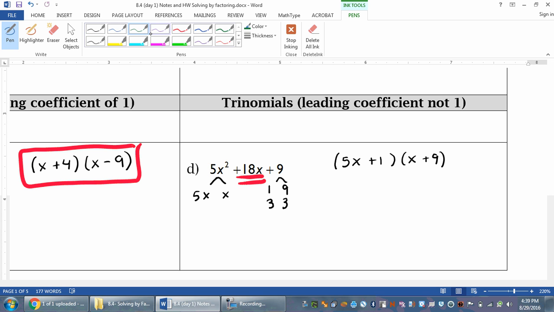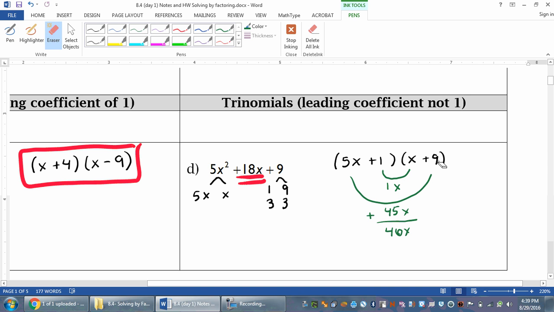Again, I do not know if this is the correct combination until I multiply my inners and outers. So my inners multiply to 1 times x, well that's 1x. My outers multiply 5x times 9, that's 45x. Now what you do is you add them together, that equals 46x. Well, that's not really close because I want 18. Now before you move on to 3 and 3, what you need to do is flip-flop the 1 and 9. Alright, so let's start over. Hopefully you're working with a pencil. So let's try 9 and 1.